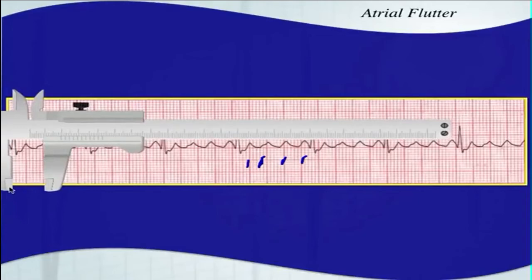Another important concept to remember is that the flutter waves will go right into and continue through the QRS complex and the T wave. They don't care about what's happening in the ventricles. They'll just keep occurring. And if the P wave is causing the QRS complex, generally you won't see it go into the QRS complex with a sinus rhythm or something like that.